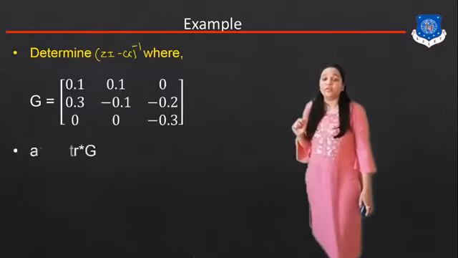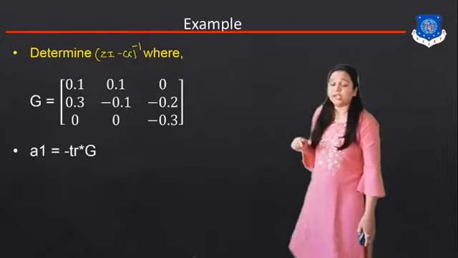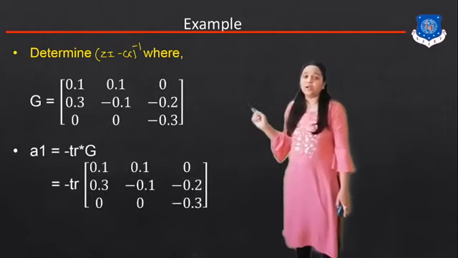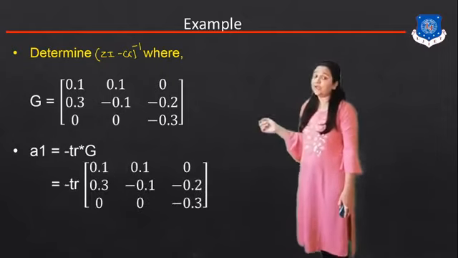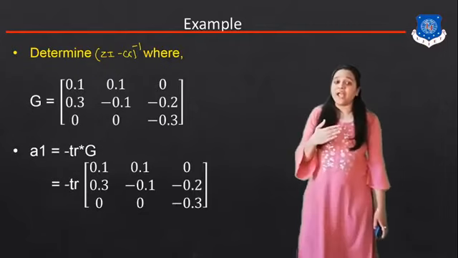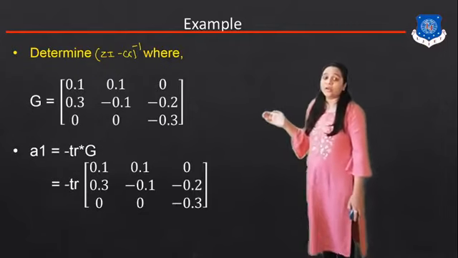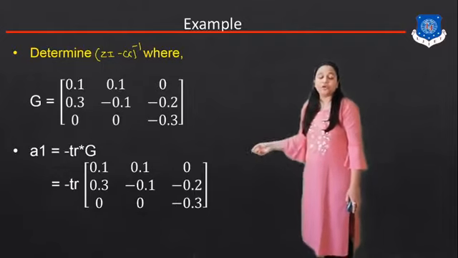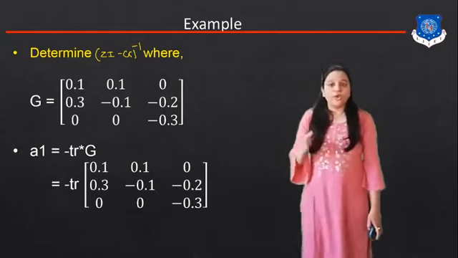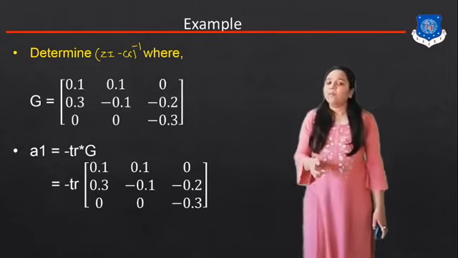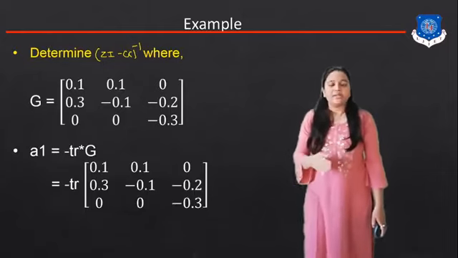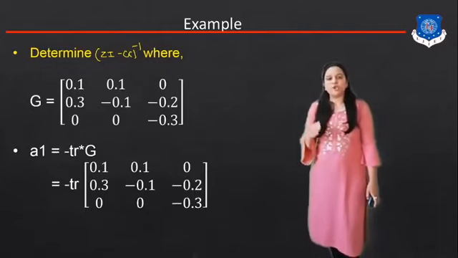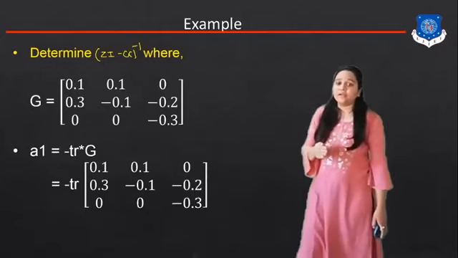So first of all, we have to find the value of A1. The equation of A1 is equal to minus trace G. Put here the value of G, and here you can see, what is the trace? It is the sum of the diagonal elements. In this, the diagonal elements are 0.1, minus 0.1 and minus 0.3. So we can simply add 0.1 plus, in the bracket, minus 0.1 plus, in this bracket, minus 0.3. So it becomes 0.1, 0.1 cancel out and we get minus 0.3.